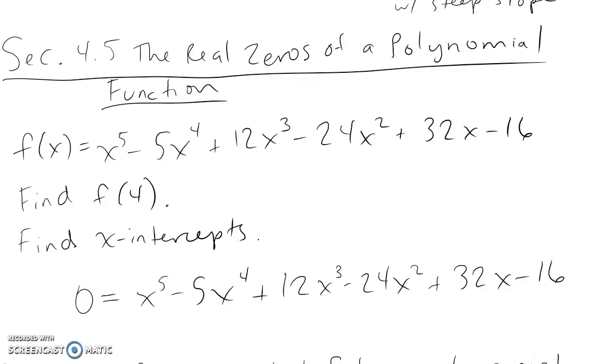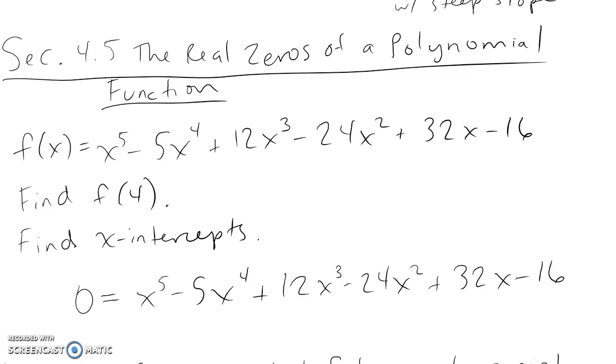Now we're going to talk about section 4.5, the real zeros of a polynomial function. Not the real zeros, the real number zeros. Let's say that we have a function, f of x equals x to the fifth minus 5x to the fourth plus 12x cubed minus 24x squared plus 32x minus 16.